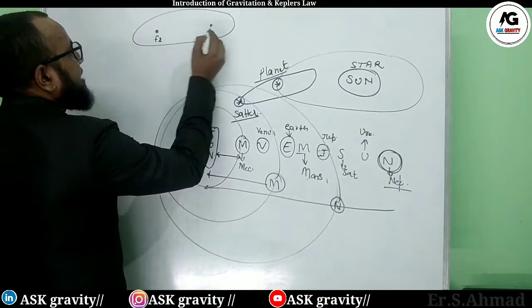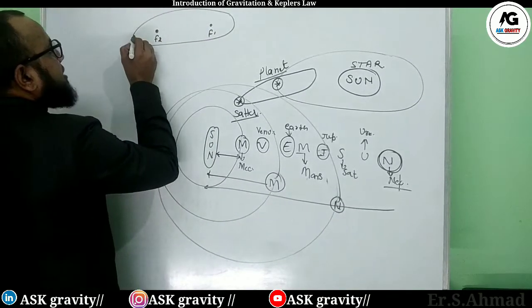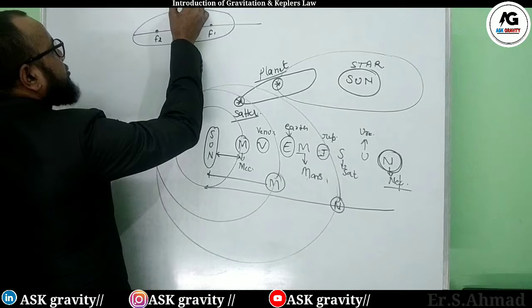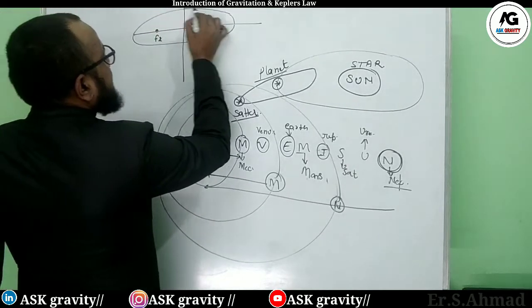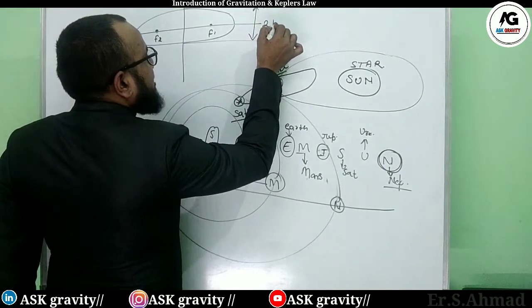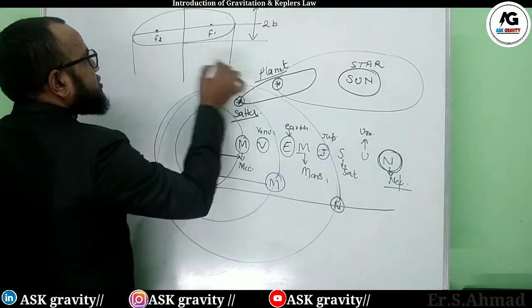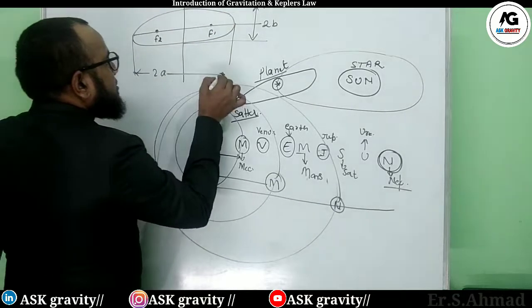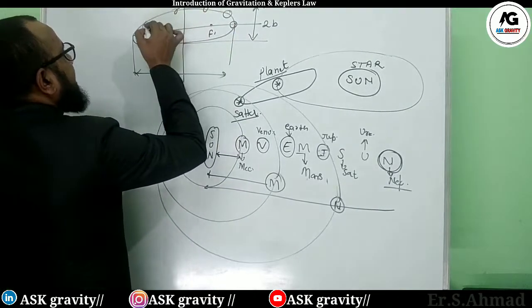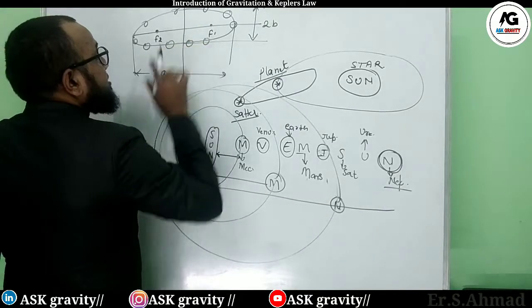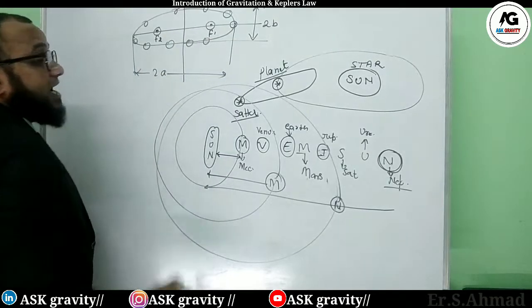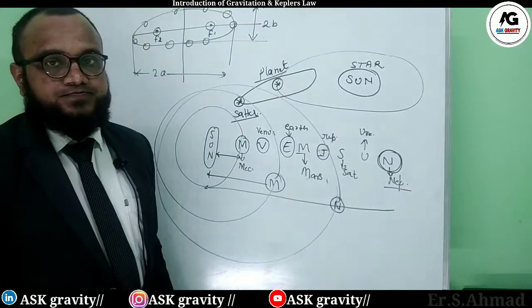Here are the foci, suppose F1 and F2. The line passing through F1 and F2 is called the major axis, and the line perpendicular to the major axis is called the minor axis. The minor axis is 2b, and the major axis is 2a. So always, when a planet revolves around the sun in an elliptical orbit, the sun is always at a focus, either F1 or F2, always and always.